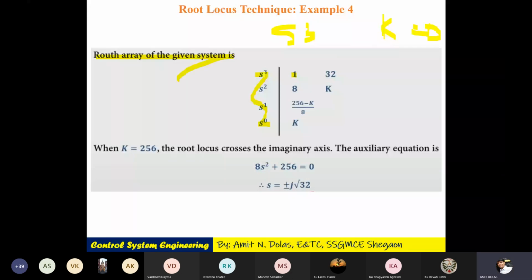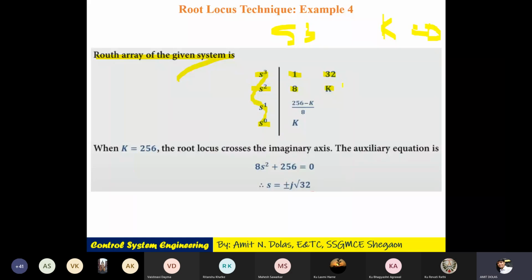S cube coefficient is 1. S coefficient is 32. S square coefficient is 8 and s to the power 0 coefficient is k. Like the equation is what? S cube plus 8s square plus 32s plus k is equal to 0.